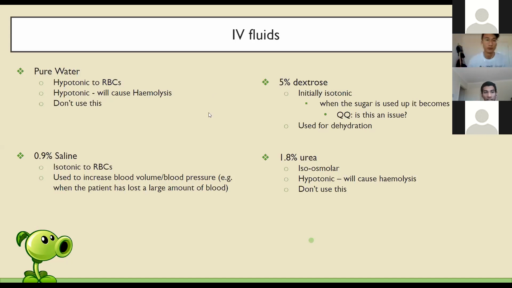Pure water is hypotonic to red blood cells, and because of that, it will cause hemolysis. So don't use this, even if they're dehydrated or something. You can use one of the other ones for that. 0.9% saline is isotonic to red blood cells, as well as isoosmolar, and you can use it to increase the blood volume and blood pressure, when the patient's lost a large amount of blood or something like that.